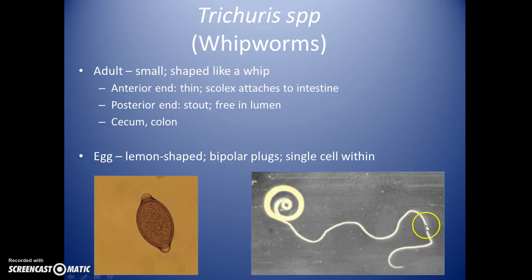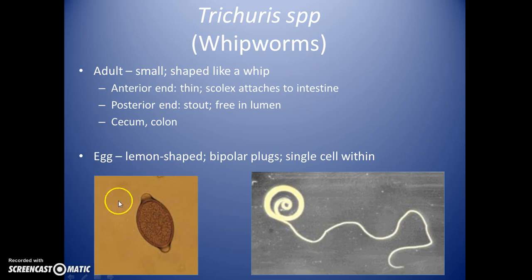You have a thin anterior end where the scolex attaches to the intestinal wall of the host, and the stout or thick posterior end, just like a whip. You can find the adults in the cecum and the colon of the host.